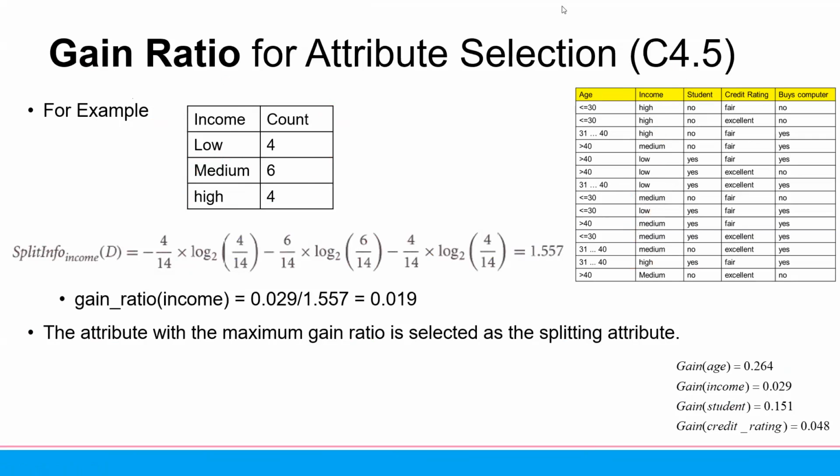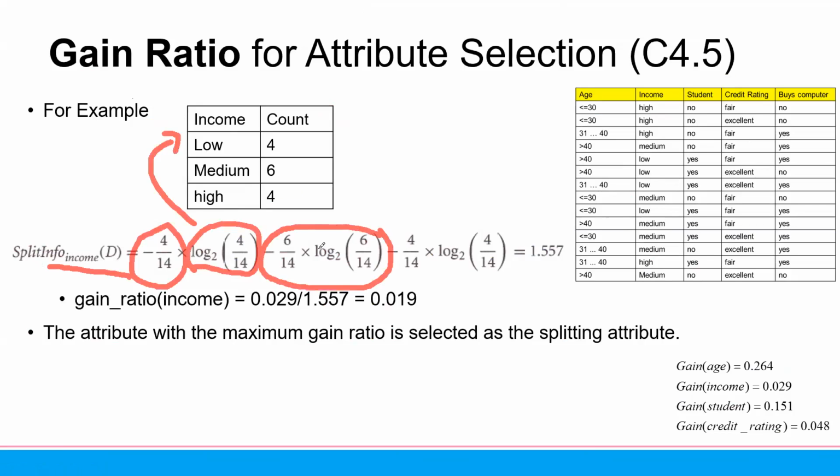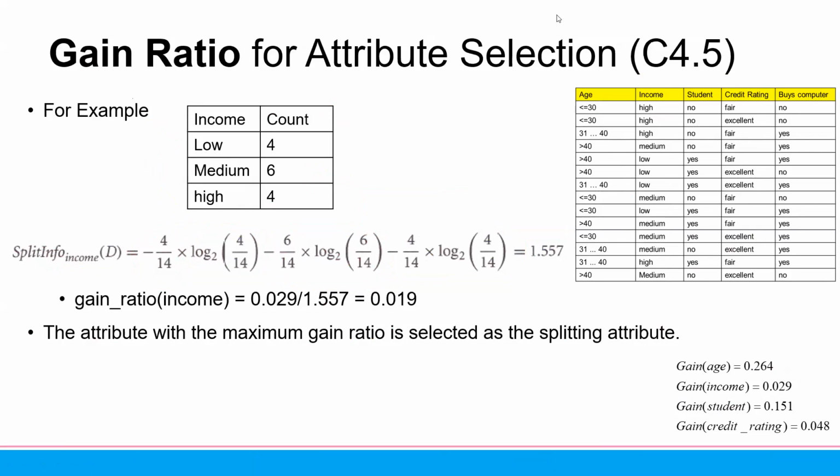Then we need to calculate the split info with respect to the attribute income: minus 4 divided by 14 multiplied by log base 2 of 4 divided by 14. This is for the low. And then we have 6 divided by 14 multiplied by log base 2 of 6 divided by 14. This is for the medium. And 4 divided by 14 multiplied by log base 2 of 4 divided by 14. This is for the high. So we get the split info as 1.557. In order to get the gain ratio, do you still remember this one? This information is from the information gain, from the previous one.